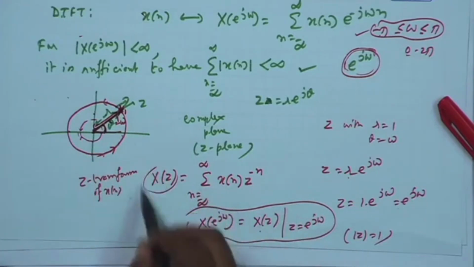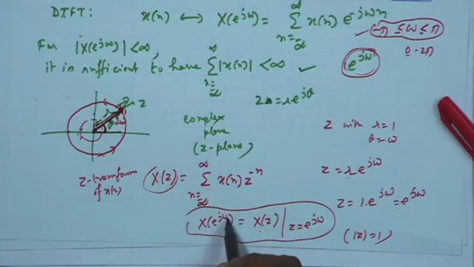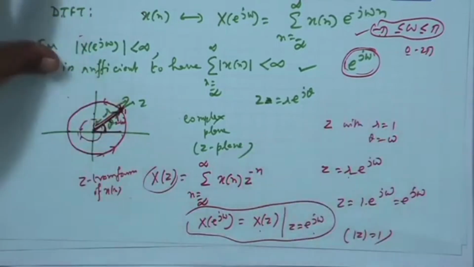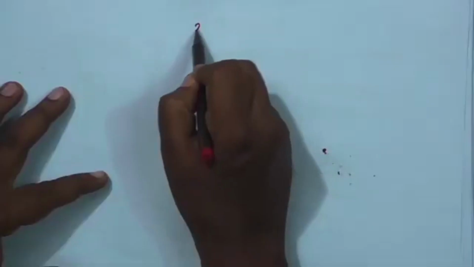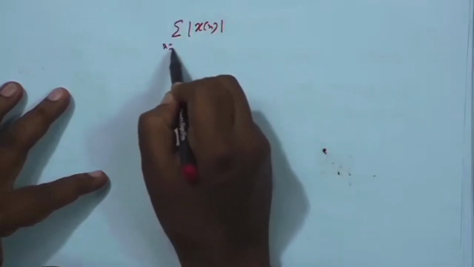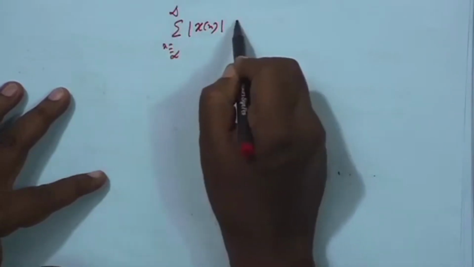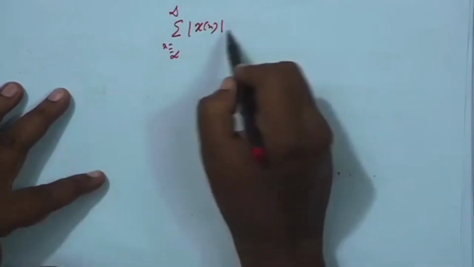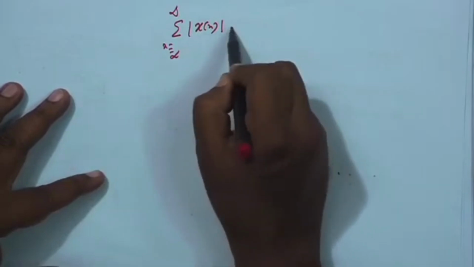Then the z transform turns out to be nothing but the DTFT at omega, because if you replace z by this, you get nothing but the DTFT formula. I am assuming this exists. This has also an additional advantage. Suppose x[n] is such that this sum should have been less than infinity, which is a sufficient condition for the DTFT to exist. But suppose it is not less than infinity, it is going to infinity.